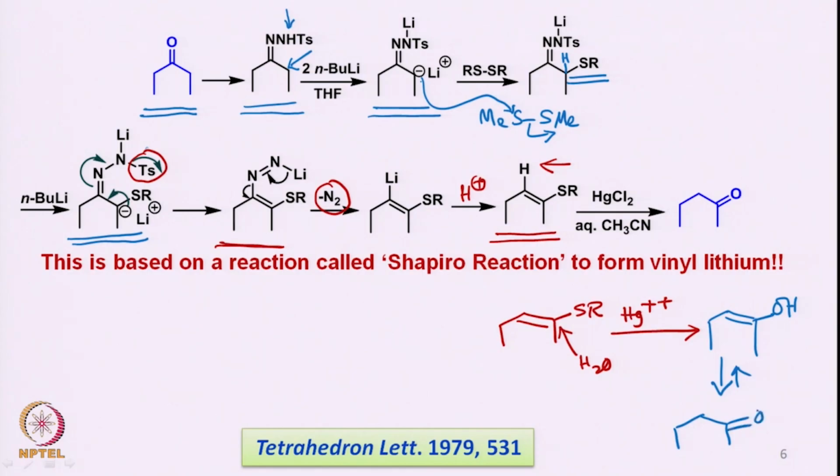So, you can start with one ketone, make the corresponding tosyl hydrazone here, then treat with butyl lithium to introduce essentially at the vinylic position a sulfur, and once that has happened, you can then hydrolyze it with the help of soft Hg++ in aqueous acetonitrile medium to hydrolyze the vinyl sulfide to the corresponding ketone. This is one of the earlier methods which is utilized, and of course, this is based on a reaction called Shapiro reaction which forms vinyl lithium.